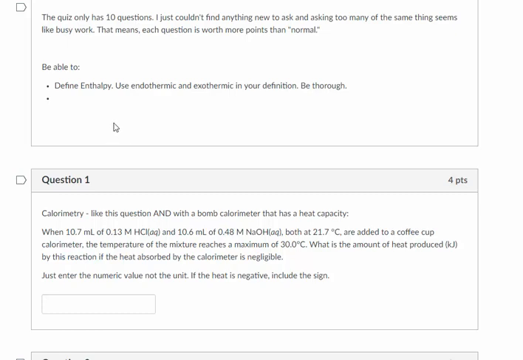The quiz only has 10 questions. I couldn't find anything else to ask, so I just weighted everything a little bit heavier. Now you need to be able to define enthalpy. Use endothermic and exothermic in your definition and be thorough.